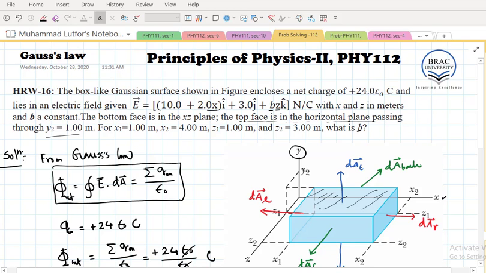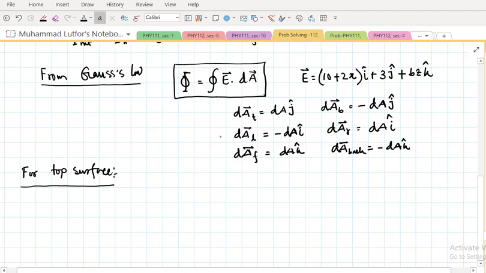Also for x, the right surface would be when x2 is basically 4 meter, and the left surface would be when x1 is basically 1 meter. And for the front surface, that would be at the value of z2, which is actually 3, and the back surface would be z1, which is 1 meter. So that means depending on the value of x, y and z, your surface would be different. You have to find out on that one.